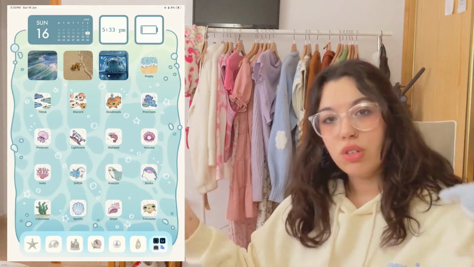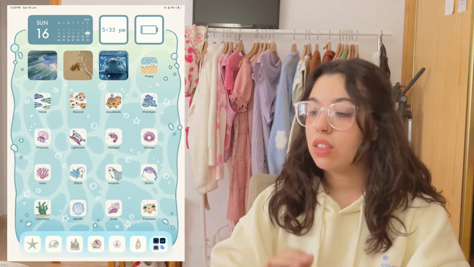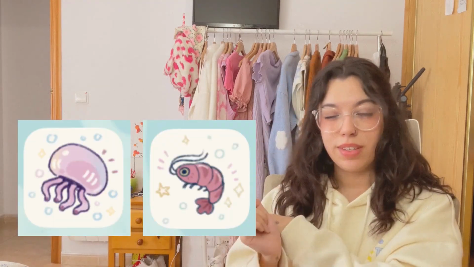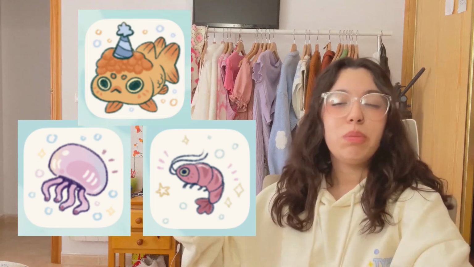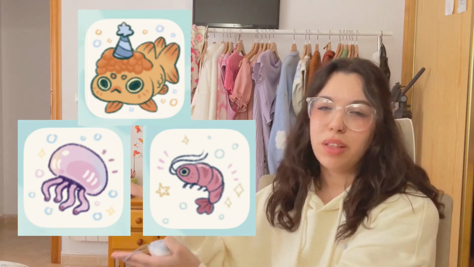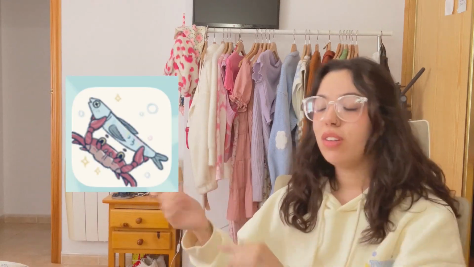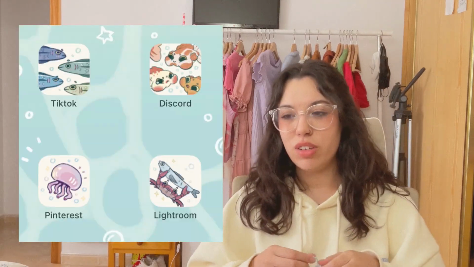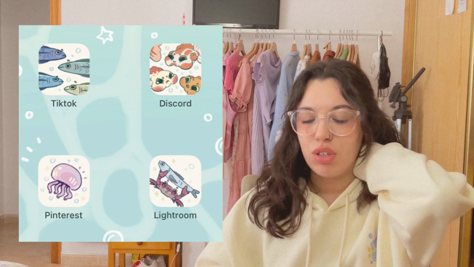This is both my lock screen and my home screen. I think they look really cute, although I did draw them, so I might be a bit biased, but we're ignoring that. I don't think I have one singular icon that I would say, oh, this one is my favorite, but I really like the jellyfish. The shrimp is really cute, and then this handsome fish is, look at him. Obviously I like him. My boyfriend likes this one. This is my boyfriend's favorite icon. It's probably because it looks really funny, but I think all of them look really cute. I would not use them if I didn't think they were cute.